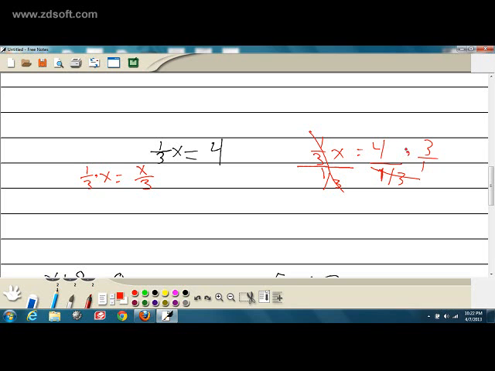A lot of y'all always get confused with this. So 4 times 3/1, 3/1 just means 3. 4 times 3 is just 12. Well, the answer is 12. Now let's do it this way.